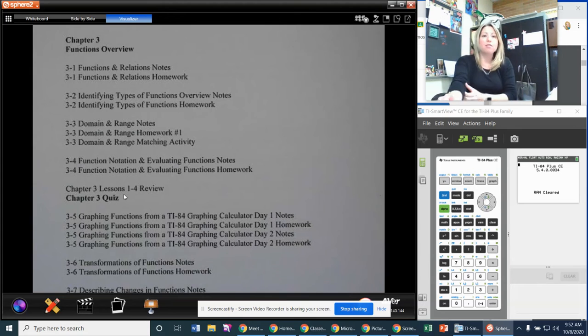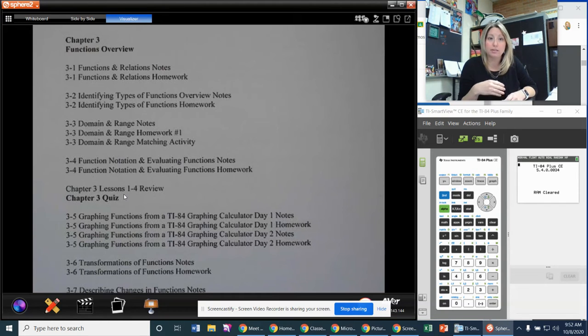Then we're going to have lesson 4, all about notation and evaluation. That's probably going to look familiar, but what we're going to do is have this new notation as naming our functions. Then, of course, a review, and our chapter 3 quiz will be in Delta Math. Then we're going to use the calculator to graph functions. I'll do 2 days of notes, 2 days of lessons, walking you through using the graphing calculator.